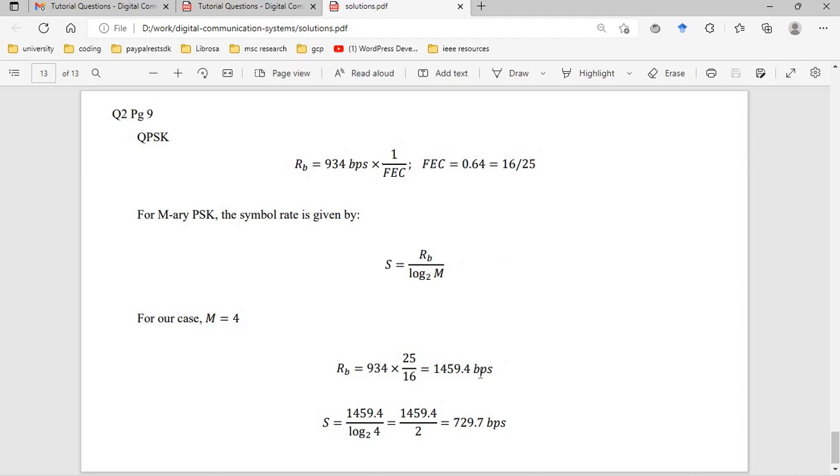This is supposed to be symbols per second. Then the symbol rate S is equal to that bit rate divided by log to base 2 of 4, which is 2, so 1459/2, and you end up with 729.7 symbols per second. That is the symbol rate or the baud rate in symbols per second. So this is a correction, it is supposed to be symbols per second.